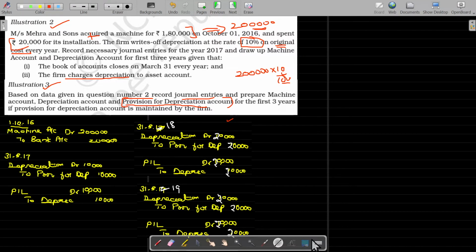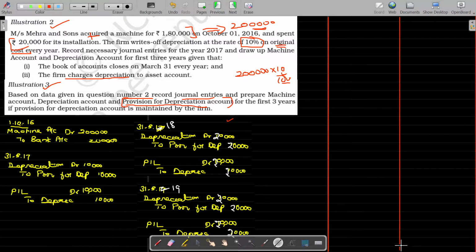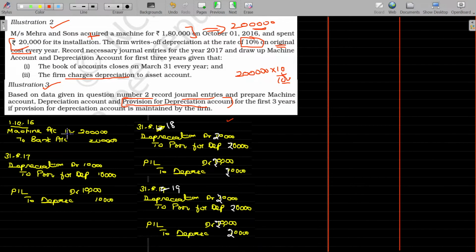Let's see here. I am going to prepare the ledger. The last two entries are repeated again and again, similar to the other model. The only thing is, the depreciation is not going to be charged to the asset account but accumulated in the provision for depreciation. Now the first one is the machine account.